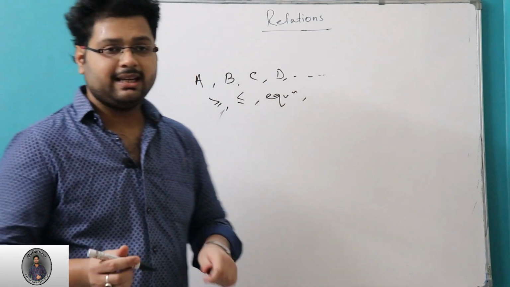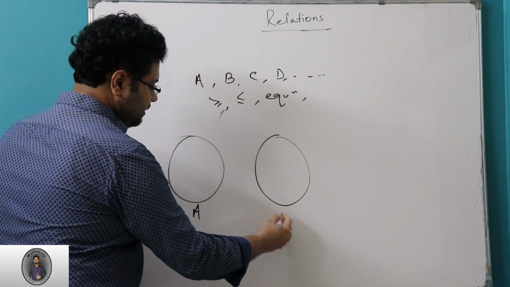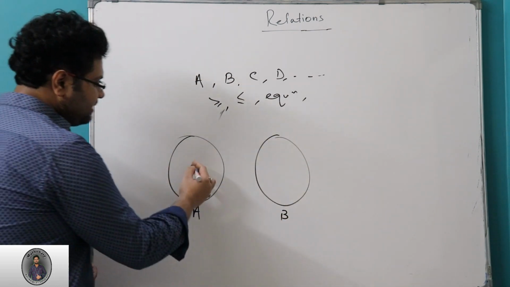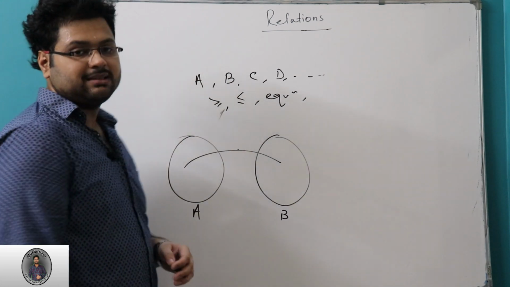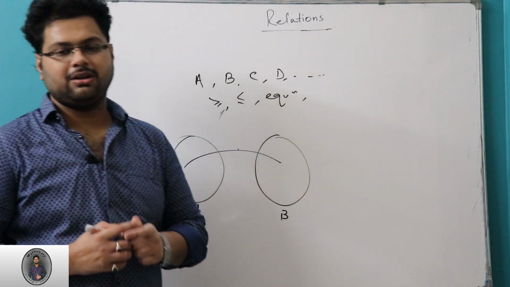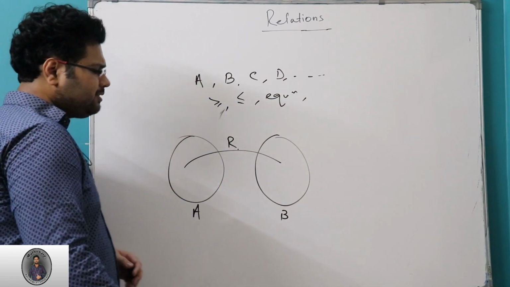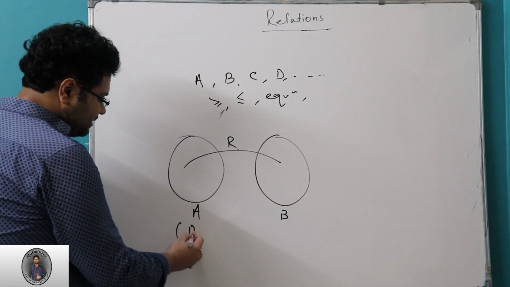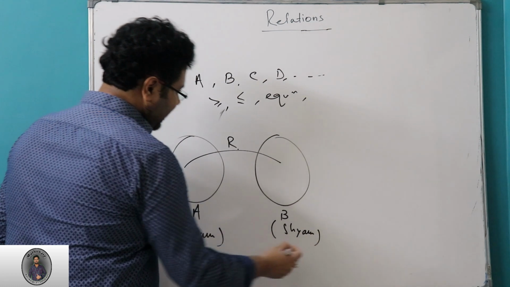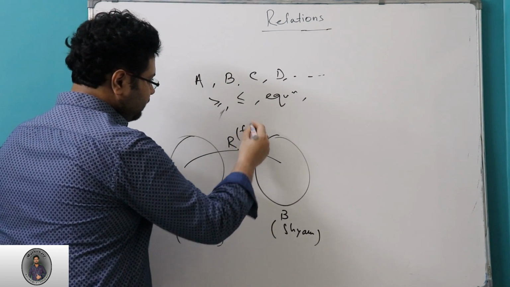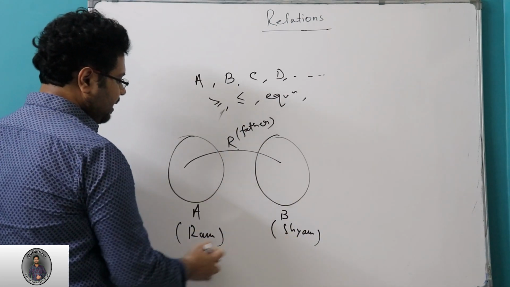So if we draw any two sets, suppose this is A and this is B, and if we can establish any connection between these two sets, this connection will be considered as a relation. In mathematics a relation is basically denoted by capital R. So don't think complicated. Take A as Ram, B as Shyam, and suppose this is father. The word father is the relation between Ram and Shyam.